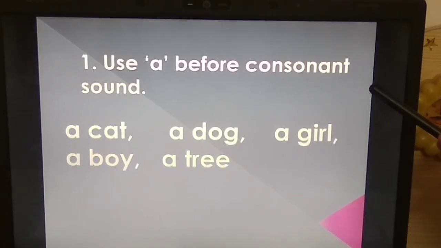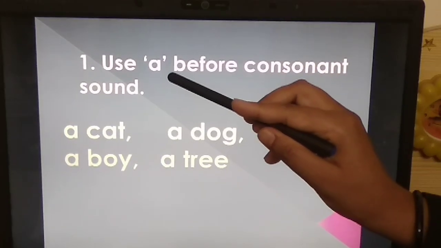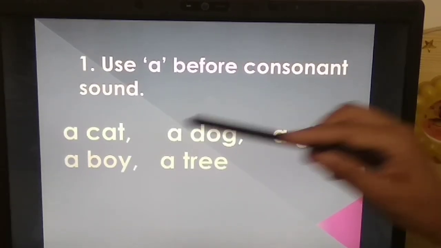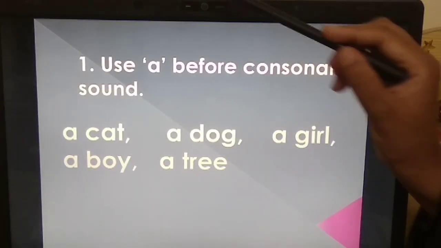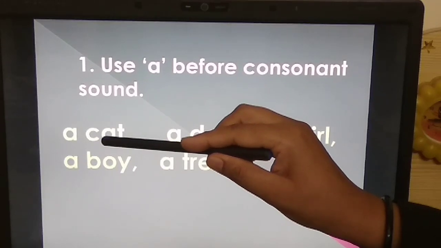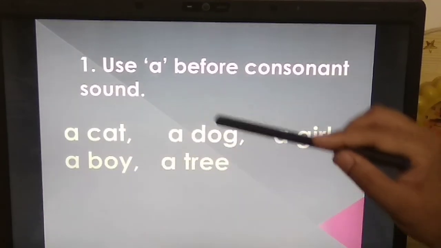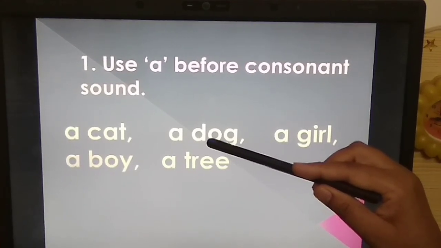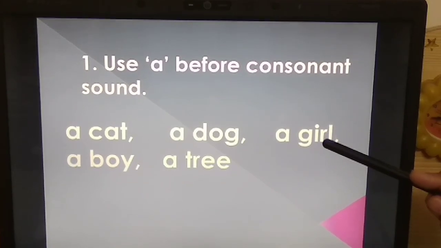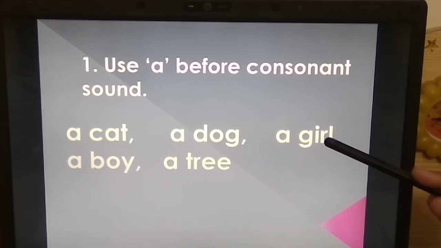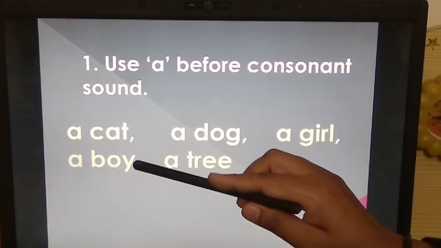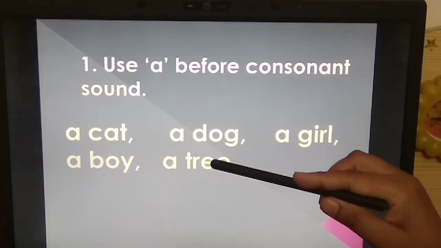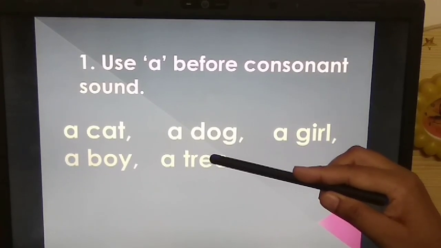When the word is starting with the consonant sound, we are placing "a" before it. See the example. A cat, a dog, a girl, a boy, a tree. Cat is a noun. Sound starts from K. C is a consonant. Dog. The sound starts from D, and D is a consonant. Girl starts from G. G is a consonant. Boy. B is a consonant, and the sound is B. T is a consonant and it sounds as T.